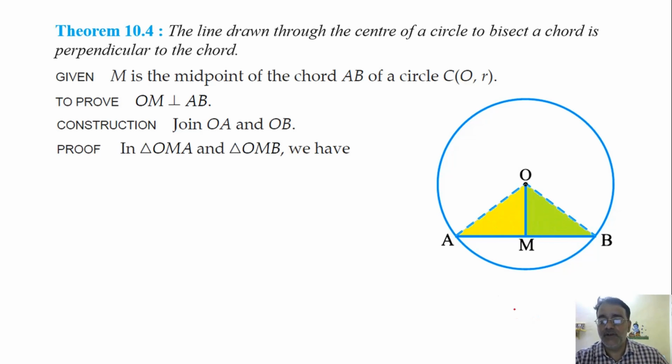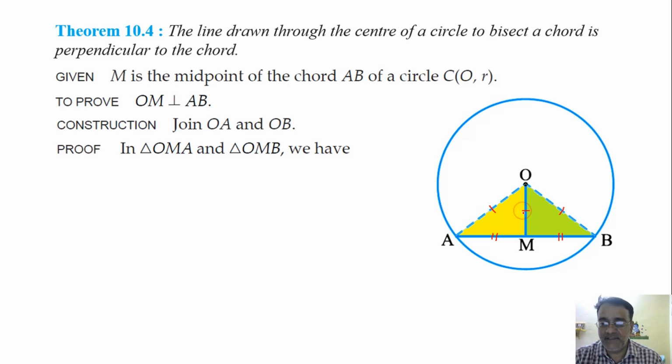How do we have to show? See, OA is equal to OB. Why? Radii of the circle. Very good. And AM is equal to BM. Why? Given. M is the midpoint of AB.